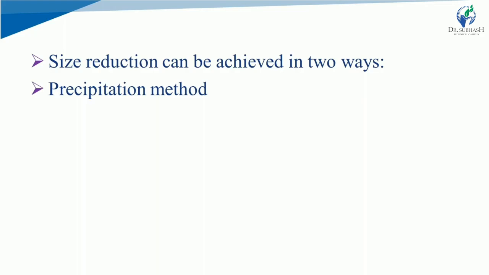The next method is the mechanical method. In the mechanical method or mechanical process, the substance is subjected to mechanical force using grinding equipment, that is ball mill, roller mill, colloid mill, which you will study in detail in this size reduction chapter.